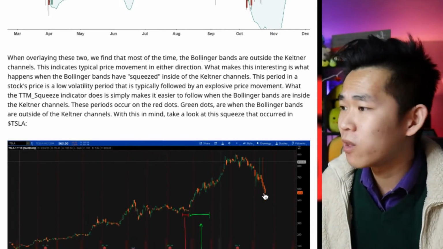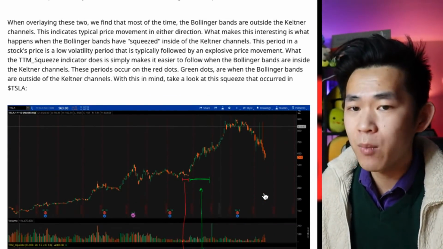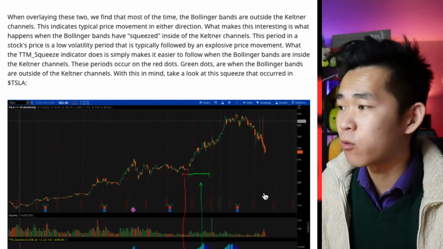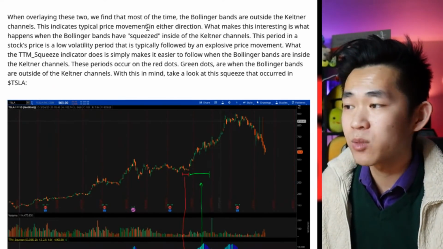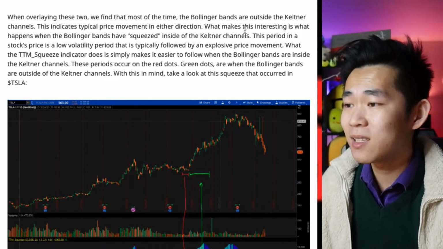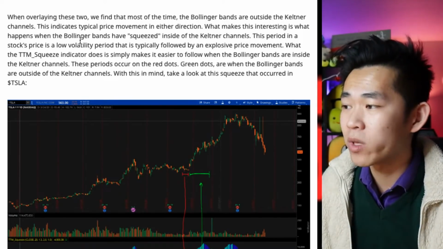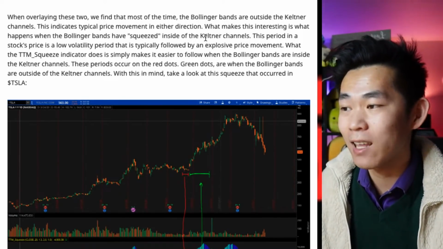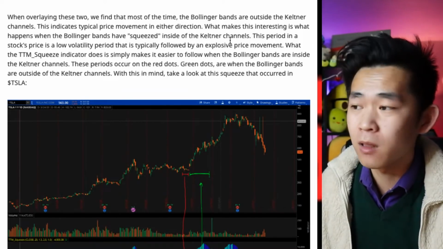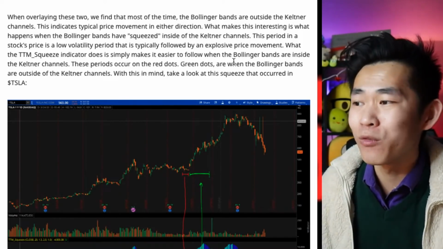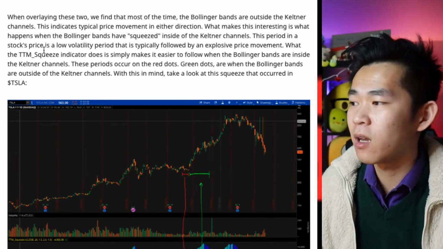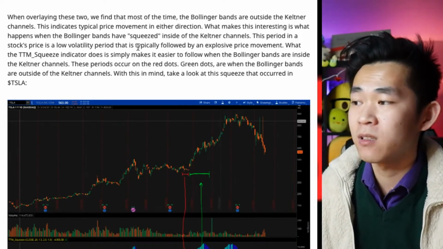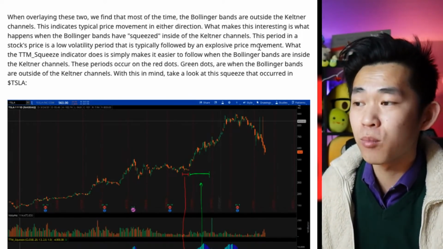When overlaying these two, we find that most of the time the Bollinger Bands are outside the Keltner channels. This indicates typical price movement in either direction. What makes this interesting is what happens when the Bollinger Bands have squeezed inside the Keltner channels. Just imagine one of these big chunky line graphs moving inside another one. This period in a stock's price is a low volatility period that's typically followed by an explosive price movement.